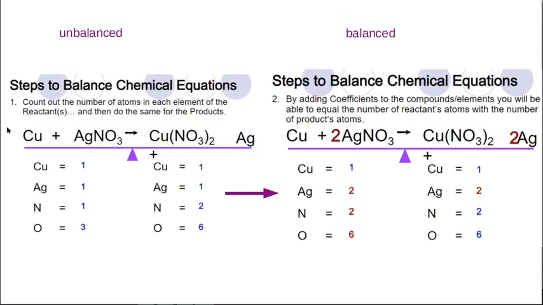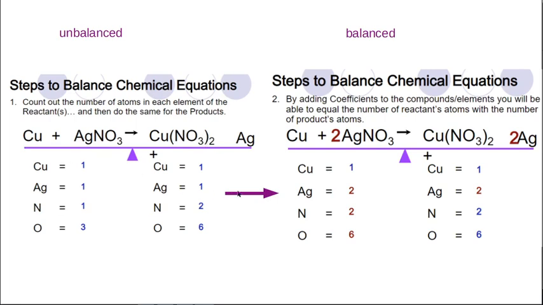If I gave you this reaction, copper and silver nitrate goes to copper nitrate and silver, if you start here, there's one copper atom on the left, and then there's one silver atom, one nitrogen atom, and 3 oxygen atoms. And on the right, one copper atom, but we had to balance copper nitrate. This is Cu2+, and nitrate is NO3-, so we have 2 nitrate ions per 1 copper ion. So we have the one copper atom, the one silver atom, but there are 2 nitrogen atoms because it's NO3 twice, and there are 6 oxygen atoms because it's O3 twice.